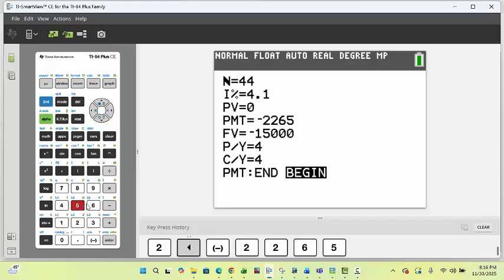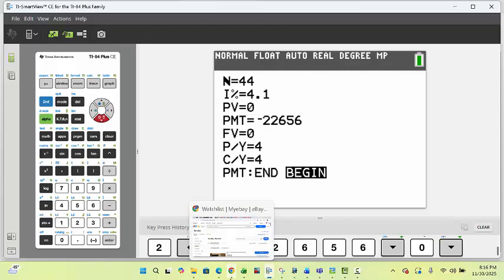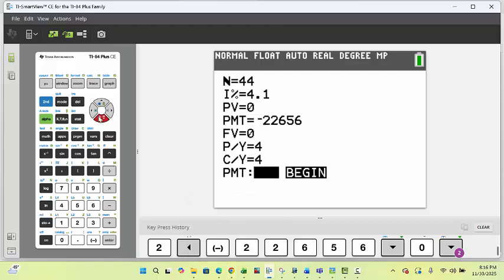I'm going to put the negative there. Now I'm going to zero out the future value, because now we're solving for present value. You don't want to leave a number there. All right, let's check everything else out. It's an ordinary annuity here, so that's going to be back to end right there.